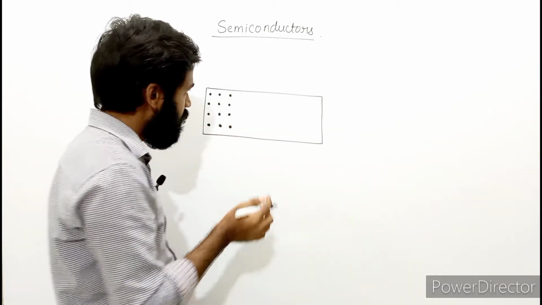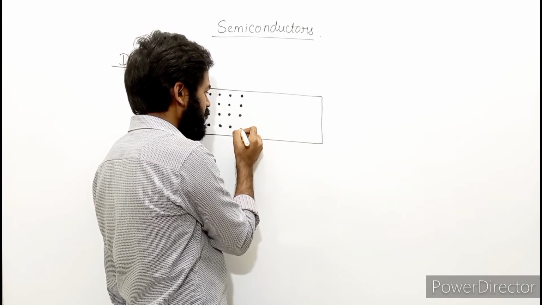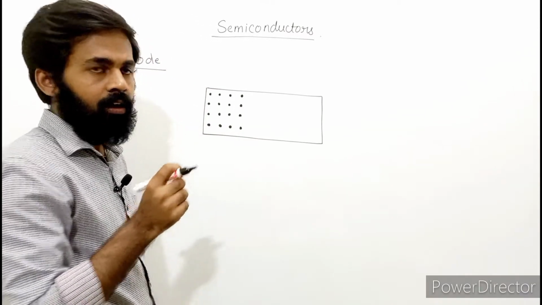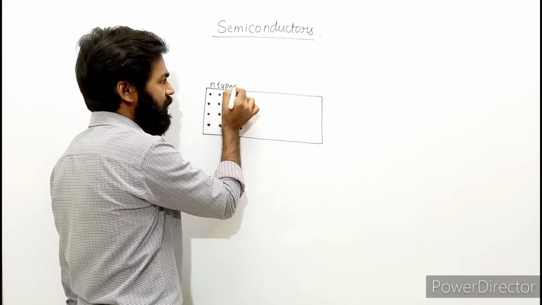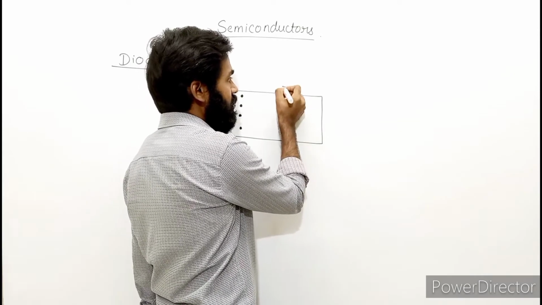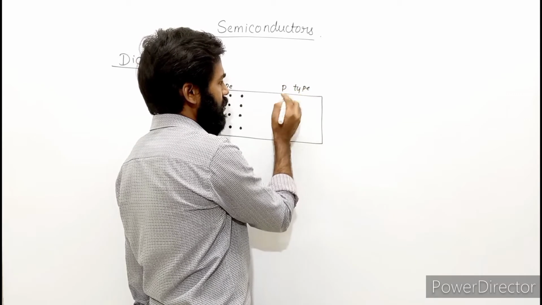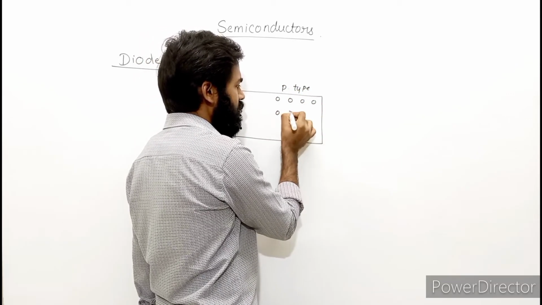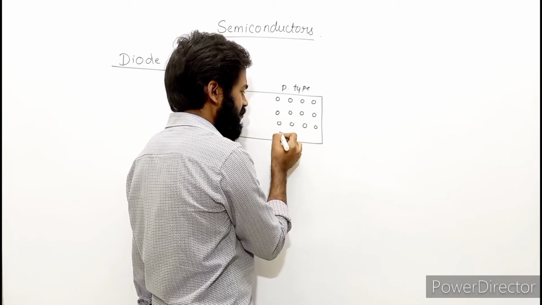Okay, let me represent a few more here. I am doping with what? The pentavalent atoms. These pentavalent atoms are forming N-type material here on the left side. Now let's dope with the trivalent so that it forms P-type here, trivalent, which forms what? The holes here. Holes are nothing but majority charge carriers here.